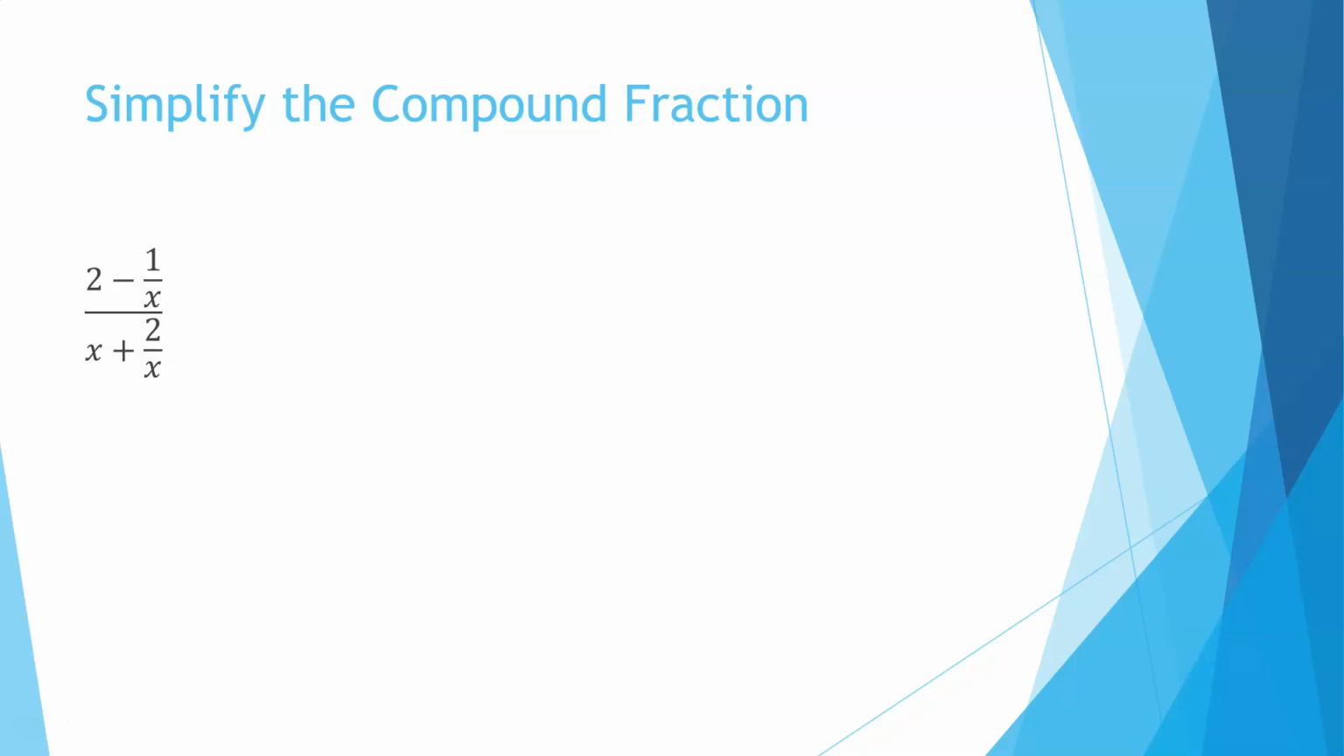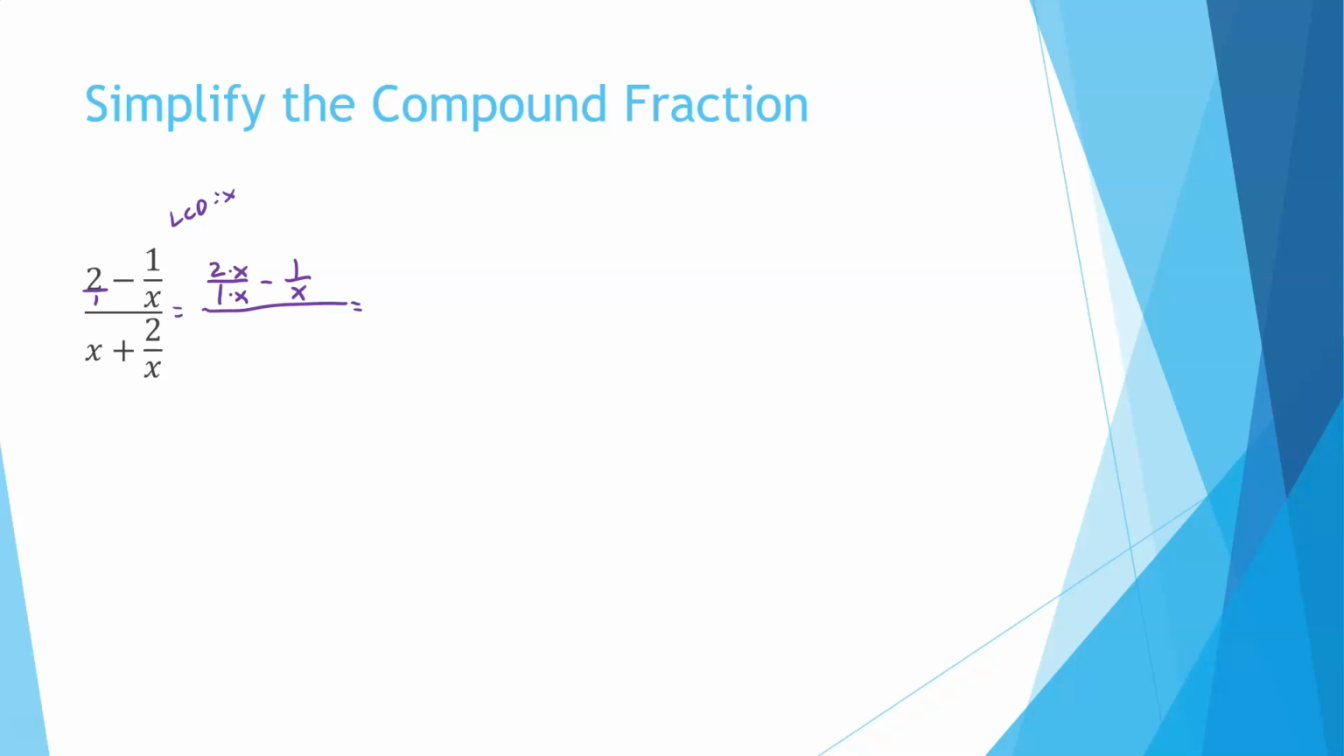Okay, let's do one more together here. 2 minus 1 over x divided by x plus 2 over x. So again, first I'm going to think of the LCD on top, which is just x, because this is like a 2 over 1. In order to make the 2 over 1 have a common denominator of x, I need to multiply the top and bottom by x. Minus 1 over x is fine. That already has the least common denominator.